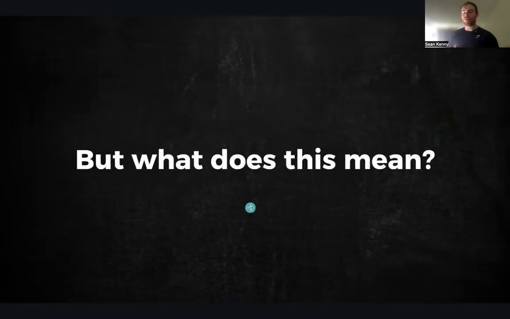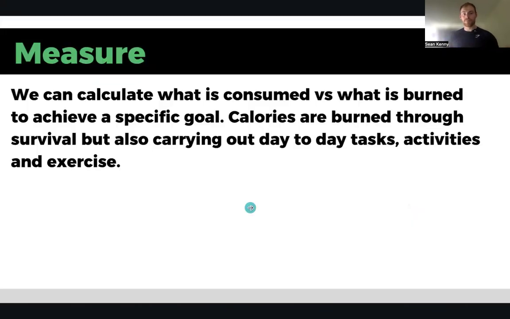So what does that actually mean? Why is that actually relevant? There was no point going through a history lesson if we don't know what any of that means. We just know what a calorie is and how they found it out, because they were essentially lighting food on fire and seeing how long it burned for. But what does it actually mean for you? It means that we can calculate what is consumed and what is being burned so we can achieve our specific goal. Calories are burned through survival, but also through carrying out day-to-day tasks, activities, and exercise.